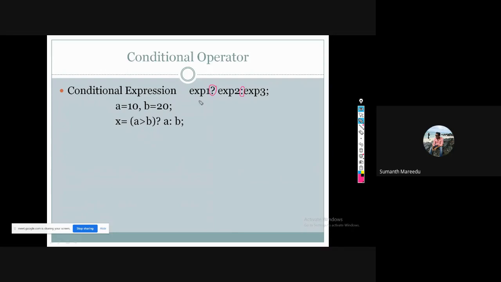Expression 1, expression 2, and expression 3 are the operands. Question mark and colon are the operator. Now I'll tell you how this conditional operator works.